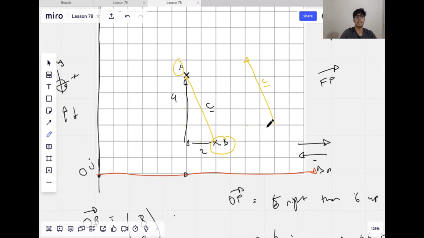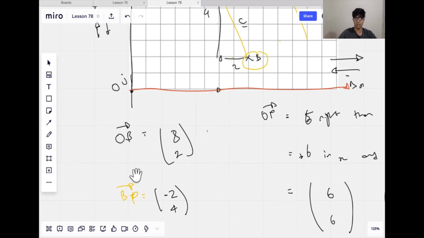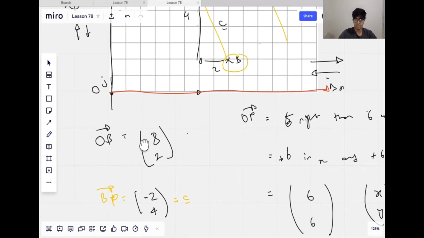Whereas BP is telling you specifically, if you want to go from the point B to P, you follow the vector C. So C is the vector itself, whereas BP is specifying the start and end point, and then telling you how to go from that start to end point.